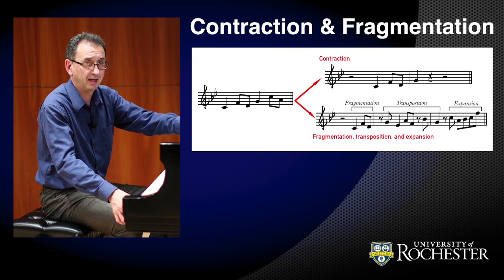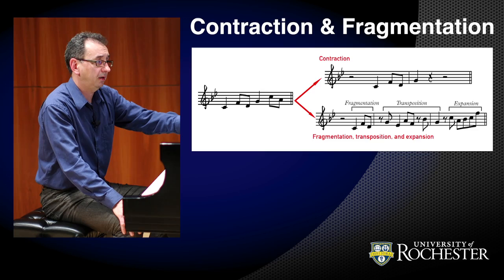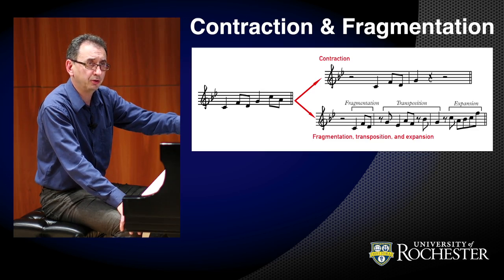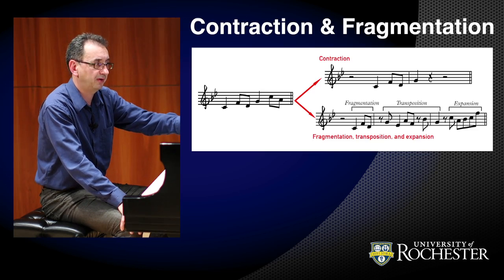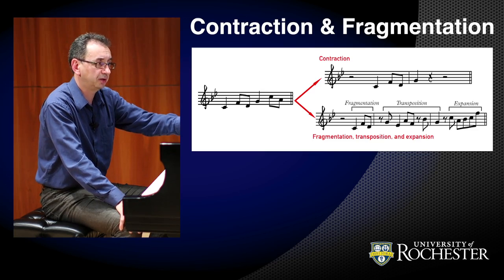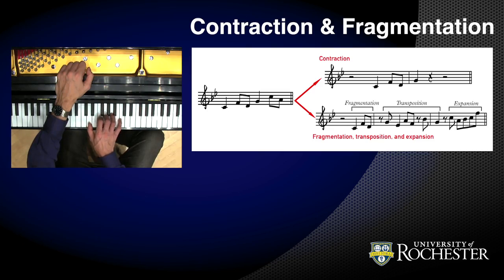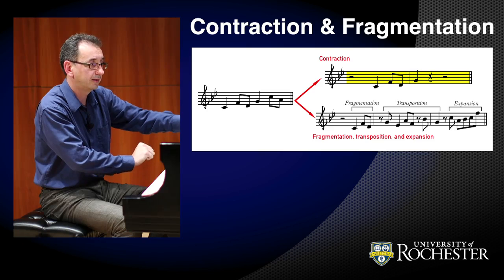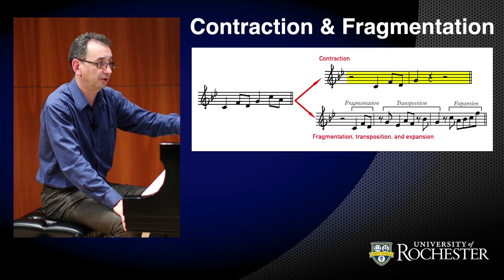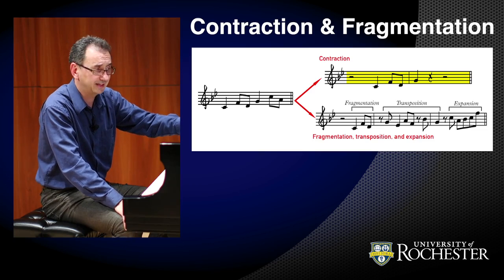So contraction, as the name suggests, is particularly useful with longer motivic ideas. And it shortens the length of the original motive. So if our original motive is, we can shorten it, right? We can shorten it to like just 4 notes instead of the original 6.